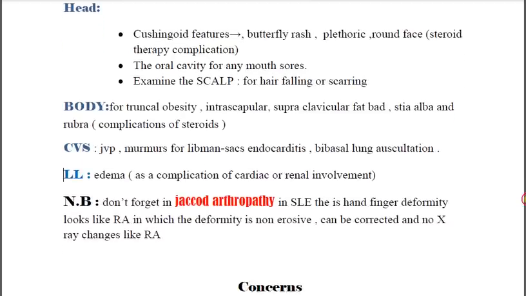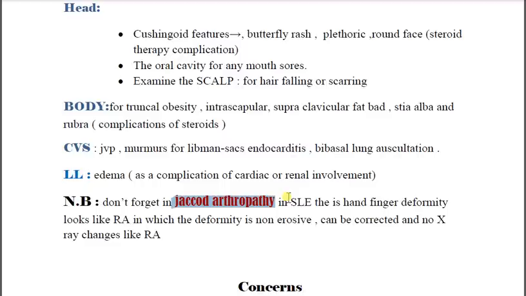Don't forget something important here. Jaccoud arthropathy. What's Jaccoud arthropathy? It is a special type of arthropathy of SLE, which is deforming arthropathy. We know that SLE has non-deforming asymmetrical polyarthropathy. But in Jaccoud arthropathy associated with SLE, there is deforming arthropathy mimicking rheumatoid arthritis.